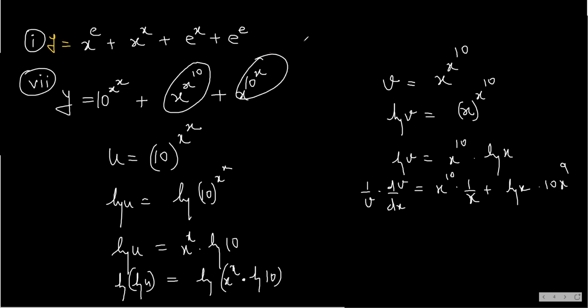Same way you can try this also, and then you will add all the derivatives. So this is u, this is v, this is w. So y is u plus v plus w. dy by dx will be du by dx plus dv by dx plus dw by dx. After having found those three, you substitute in the required equation, and you will get the final answer. So you can solve this also.